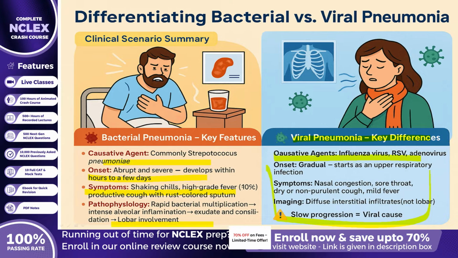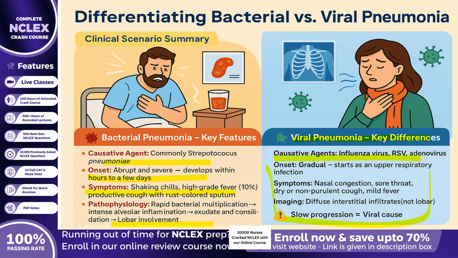insidious onset. Clients usually experience upper respiratory symptoms first, such as nasal congestion, sore throat, and mild cough, that gradually worsen over several days. Fever tends to be lower, sputum is usually scant and non-purulent, and imaging shows diffuse interstitial infiltrates rather than lobar consolidation. Recognizing this distinction is essential because it guides the nurse in supporting early antibiotic administration for bacterial pneumonia and avoiding unnecessary antibiotic use for viral causes.